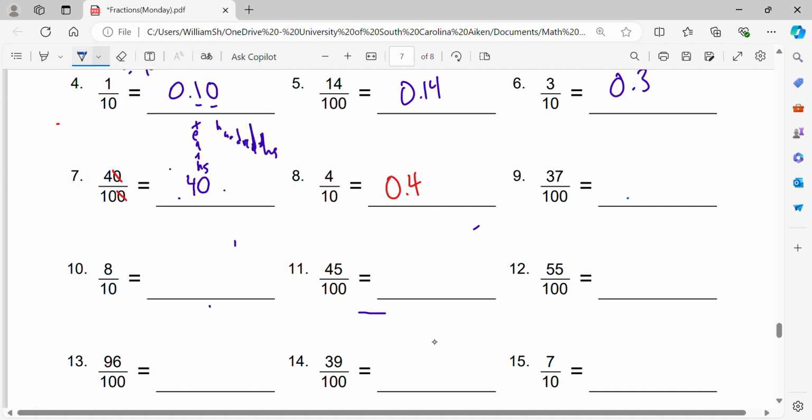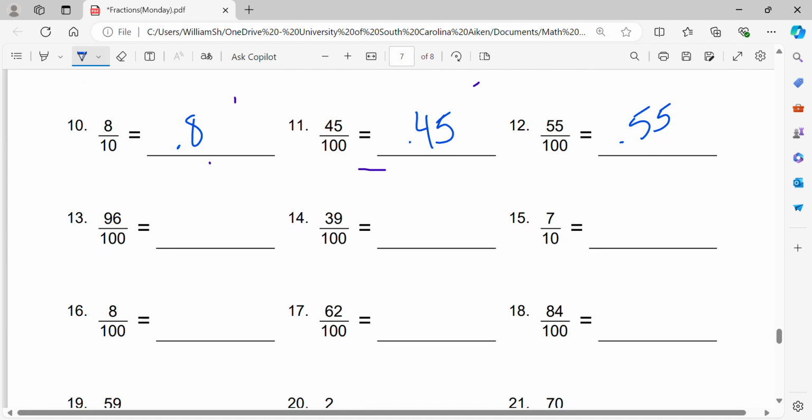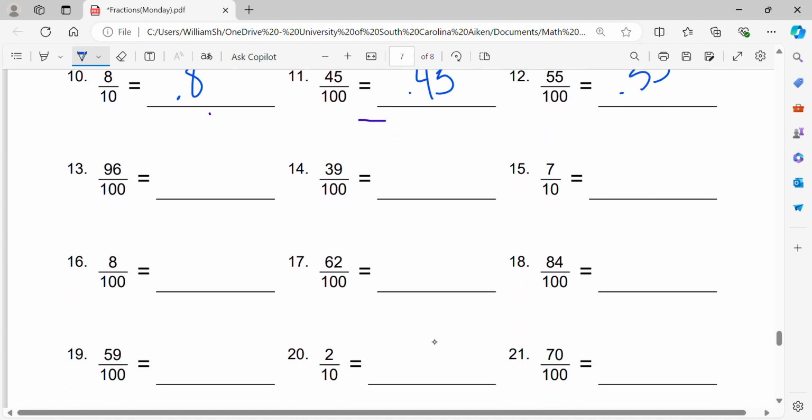Now 37 out of 100, that converts to 0.37. 8 out of 10, that should convert to 0.8. 45 out of 100, 0.45. 55 out of 100, 0.55. Simple, simple, simple so far. 96 out of 100 should be fairly simple, 0.96. 39 out of 100, 0.39. We're just converting from fractions to decimals. And now we're getting really cocky and confident with what we're doing here.